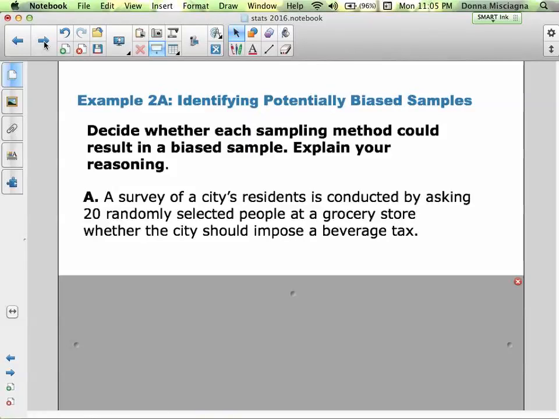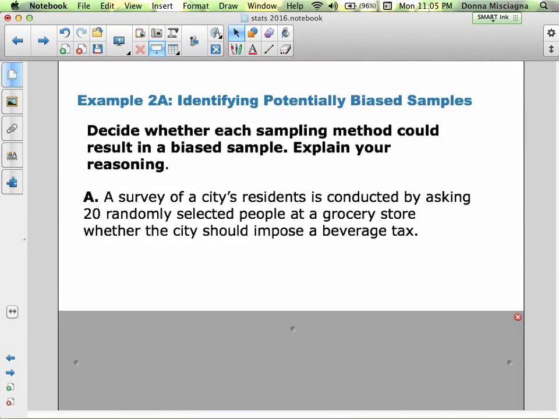Okay, we're going to decide whether each sampling method could result in a biased sample. Right, so you think of the answer and then I'll show you the answer. A survey of a city's residents is conducted by asking 20 randomly selected people at a grocery store whether the city should impose a beverage tax. What do you think? Is that random or not random? Right, so you decide, and then I'm going to tell you. If you need more time, you can pause the tape.